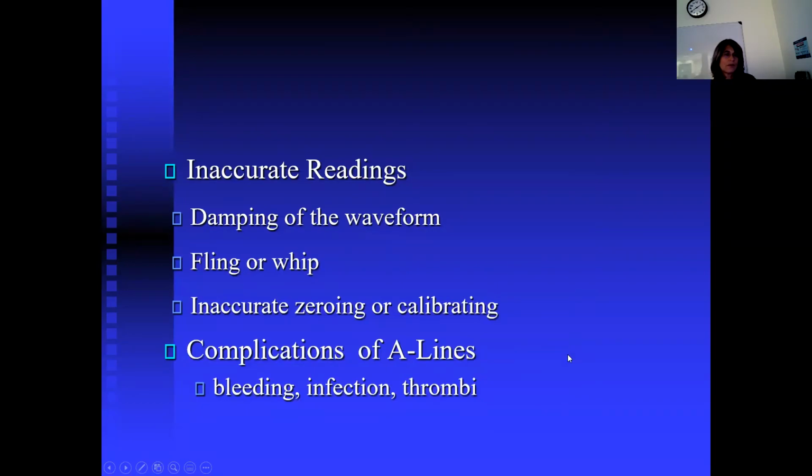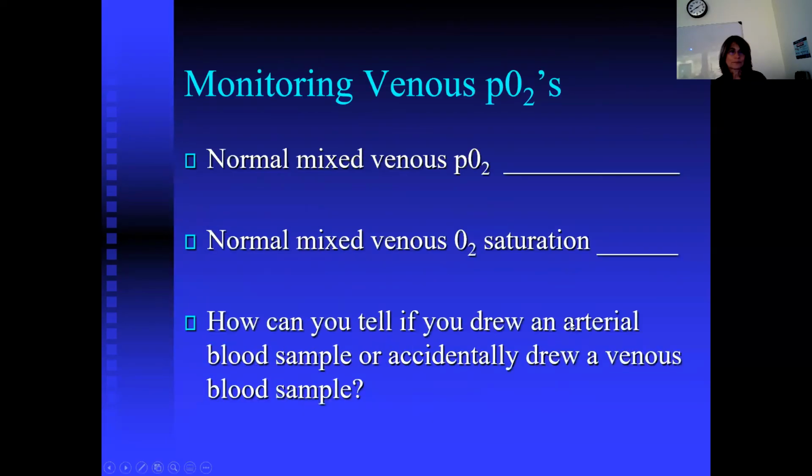And what are some other questions you're asked? What are some complications of having A-lines in a patient? The tubing can become disconnected and they can bleed. So that's one of the complications. Another complication is infection can set in. And a third complication is blood clots can form. All right, so that's it for A-lines.